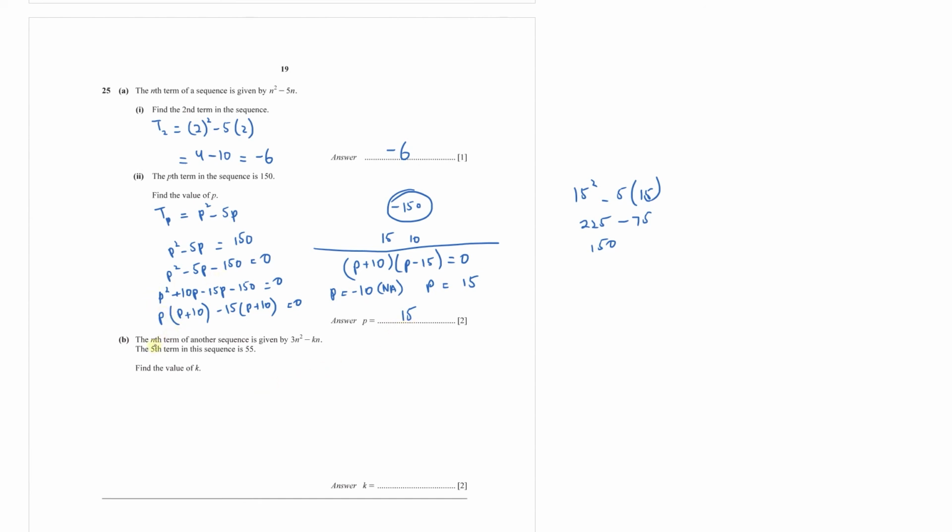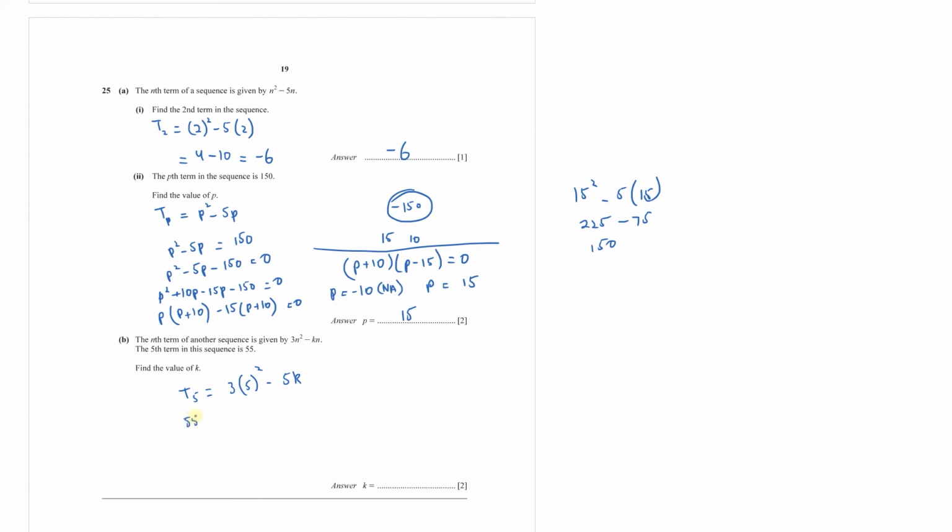So part B: the nth term of another sequence is given by 3n squared minus kn. The fifth term in this sequence is 55. Find the value of k. So T5 would be given by, if you replace n by 5, 3 times 5 squared minus 5k. And you're given that the fifth value is 55 here.